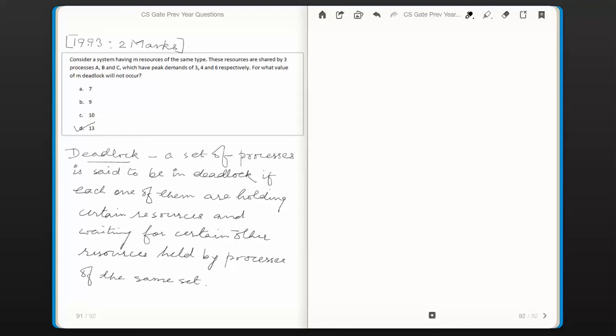If we could allocate to a process its peak demand minus 1 resources and make it wait for just a single resource, then that would give us the maximum number of resources with which the process would still satisfy the hold and wait condition. So for this particular problem, we can make process A hold 3 minus 1, that is 2 resources, and wait for a single resource. Then we make process B hold 4 minus 1, that is 3 resources, and wait for a single resource. Likewise, we allocate 6 minus 1 resources to process C and make it wait for a single resource.